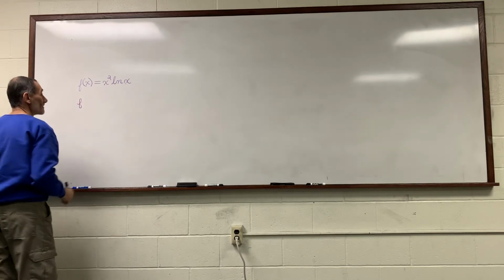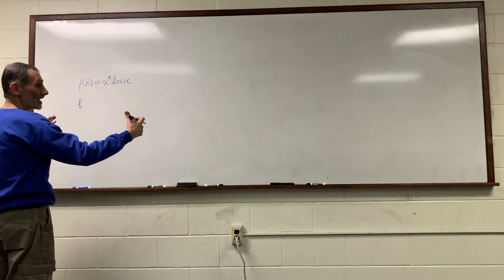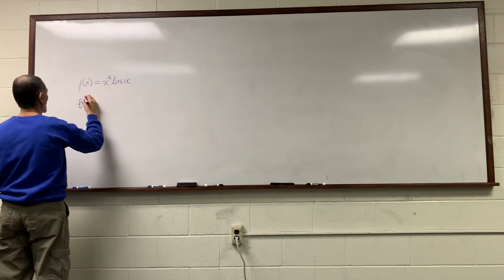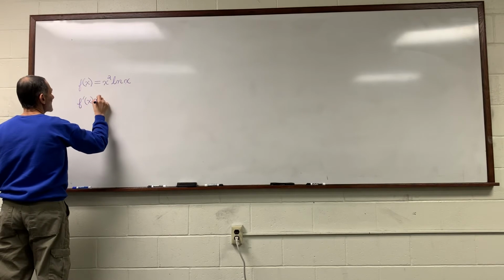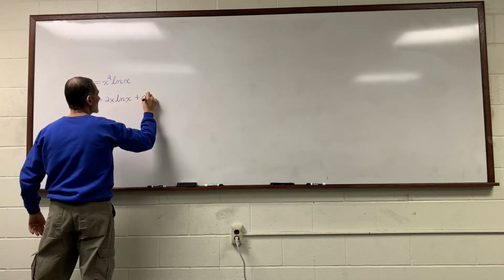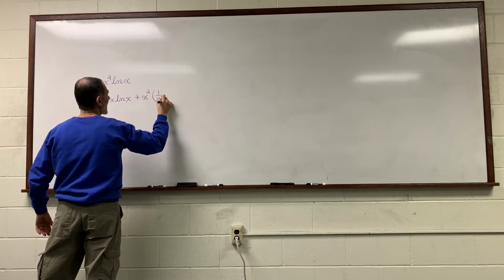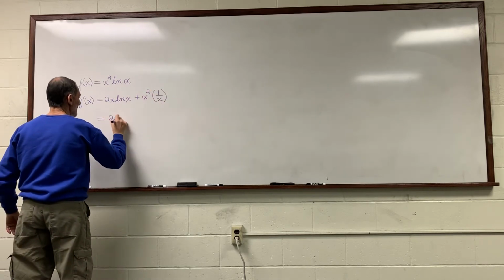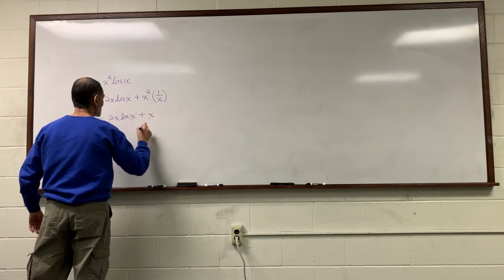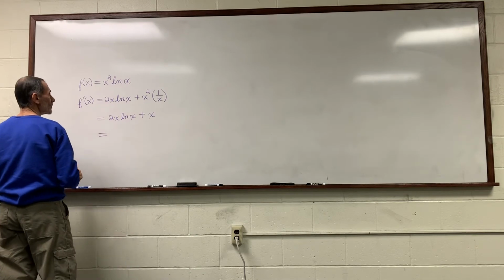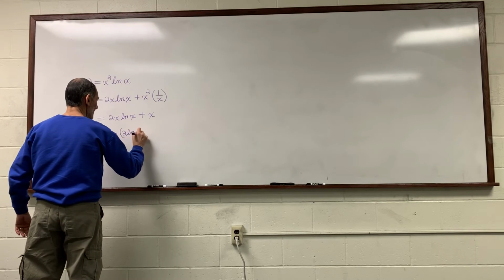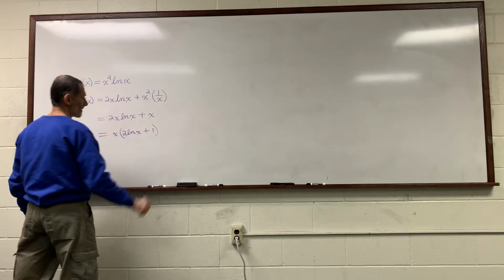We have to bear that in mind, or else we're going to establish an interval from negative infinity to something, and no such interval exists for this function. F prime of x equals 2x ln x plus x squared times 1 over x, which yields 2x ln x plus x. Factor that derivative and you get x times (2 ln x plus 1).